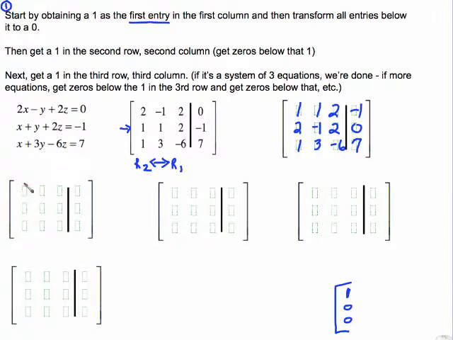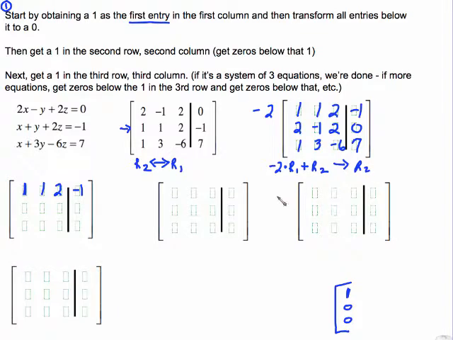So I automatically write this row as is. 1, 1, 2, negative 1. I need to create zeros. I need that right there to be a 0. And I'm going to do my row transformation of this. I'm going to multiply row 1 by -2 and add it to row 2. That is -2 times row 1 and add it to row 2 and put it in row 2.